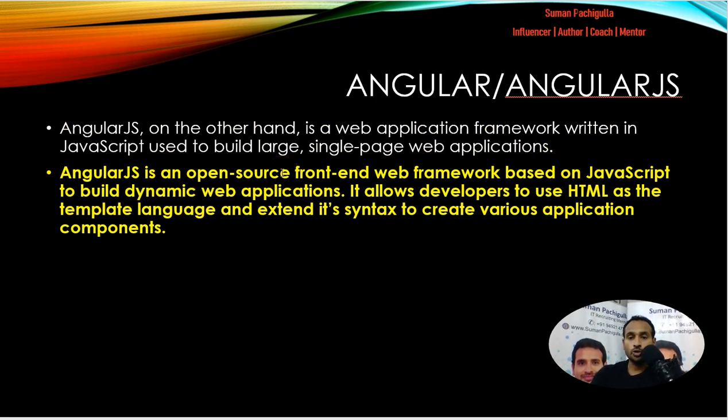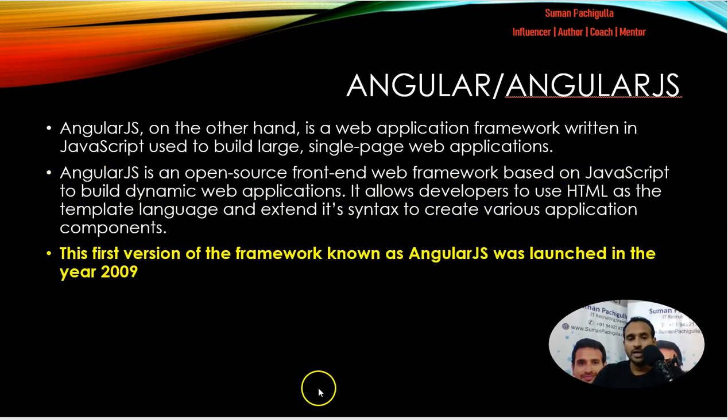AngularJS is what? Open source. Open source is free. All right. Now it is JavaScript based, used to build dynamic web applications. We learned it, and it allows developers to use HTML as the template language and extend its syntax to create various application components. So you can use JavaScript and HTML to extend and work on AngularJS. All right, and the first version of the framework, known as AngularJS, was launched in 2009. So AngularJS launched in 2009, and from there it started working.